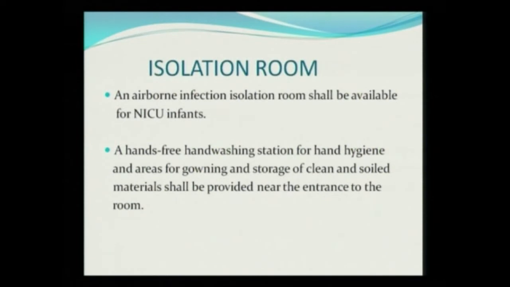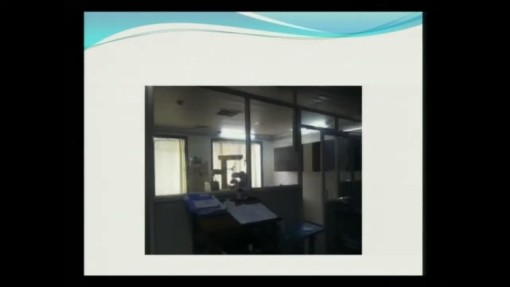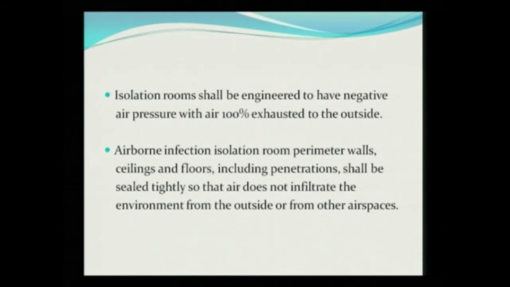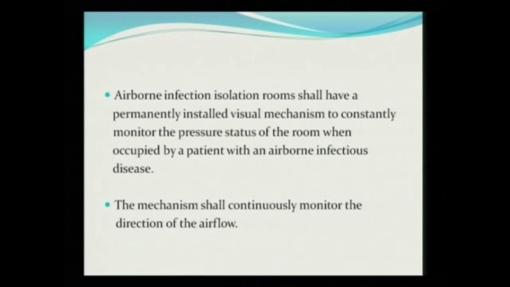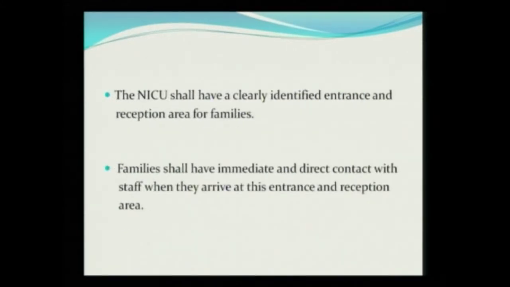There should be an isolation room in which we segregate the infected babies from the non-infected ones. This is our isolation room. It should have negative air pressure with 100% air exhaust. The airborne infection isolation room shall have observation windows, and it should have permanently installed visual mechanisms to constantly monitor the pressure status of the room. There should be an identified entrance in the reception area before the family enters the neonatal ICU.